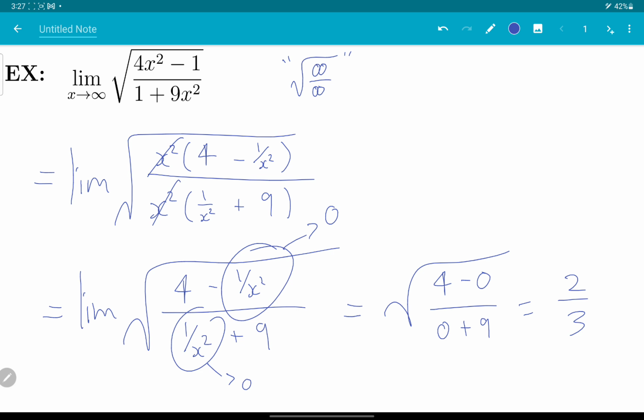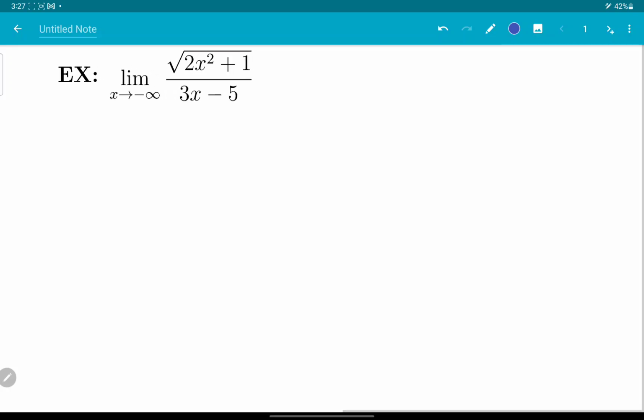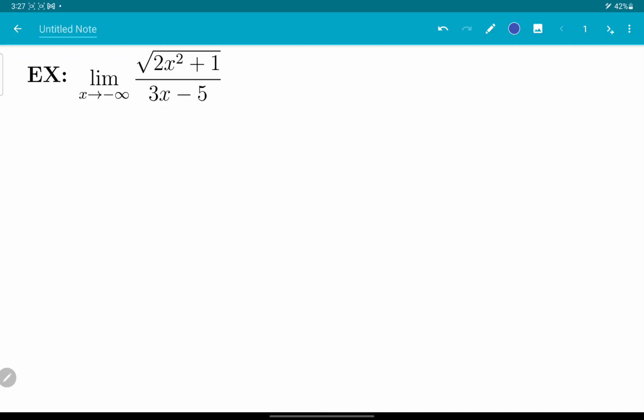Okay, let's try something trickier. Now looky here. Pause and copy this. We're going to be very careful here, because x is now going to minus infinity. I'd like to do something similar to what I just did. That is, I'd like to factor and cancel. Specifically, I want to take this x squared and I want to move it out. When it comes out, it'll be hopefully something that can cancel with an x down here.